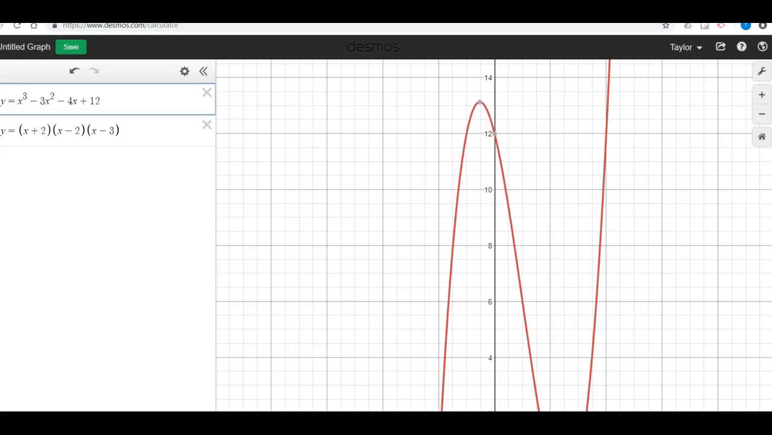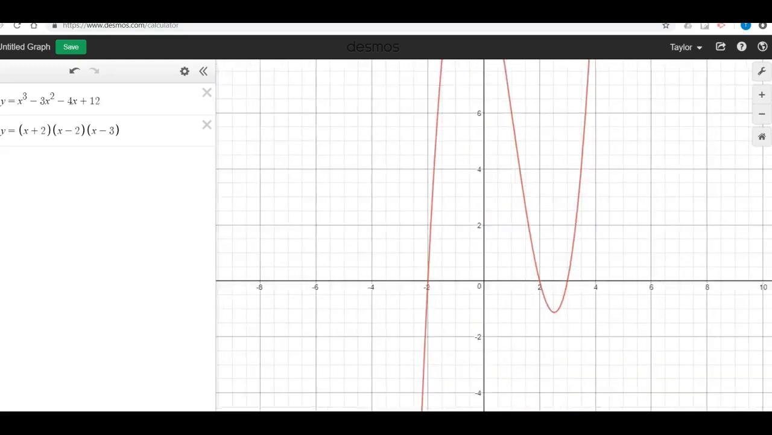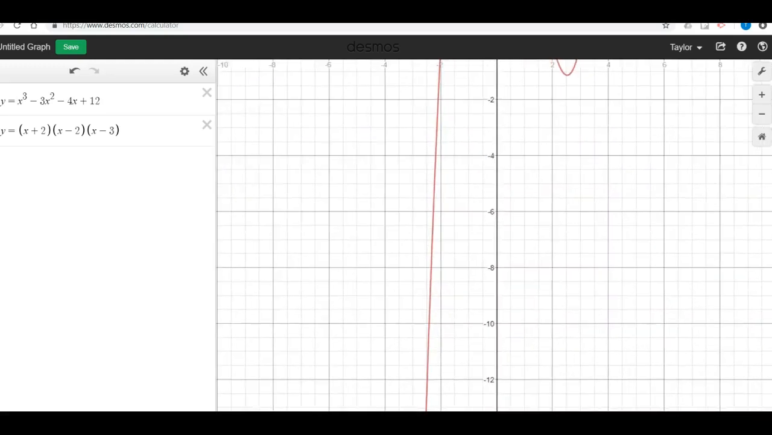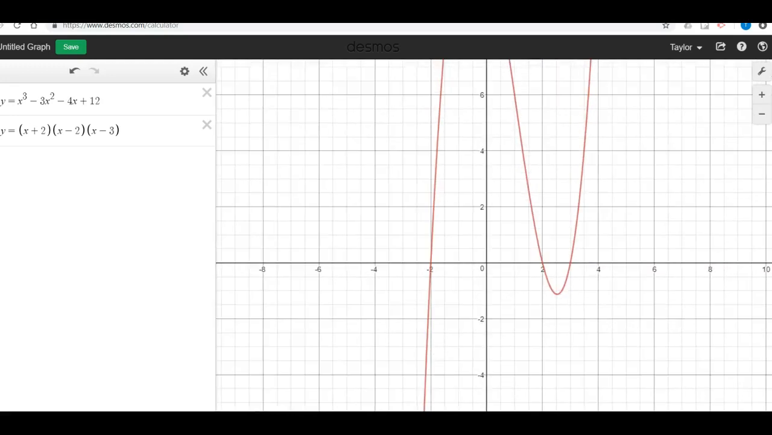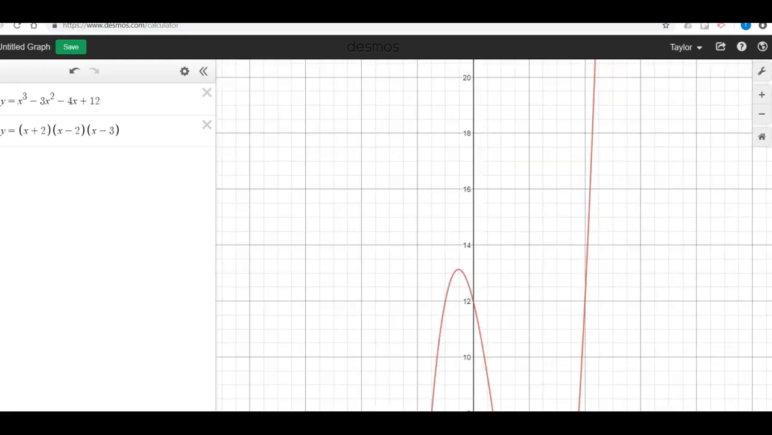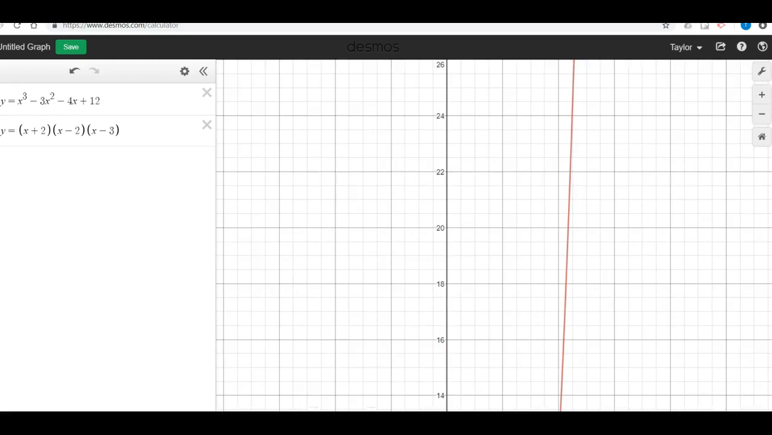What did we say the end behavior was? It's a positive odd polynomial. So where should it start and where should it end? Starts at the bottom, so see how it starts at the bottom? Does a little curlicue, and then it ends at the top. It keeps going up and up forever, okay?